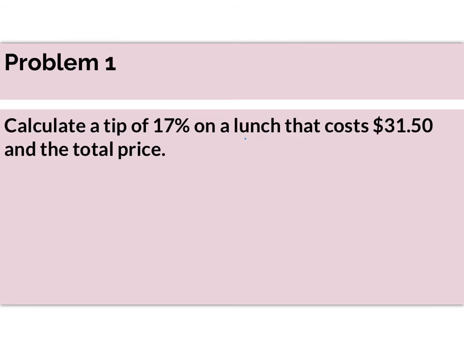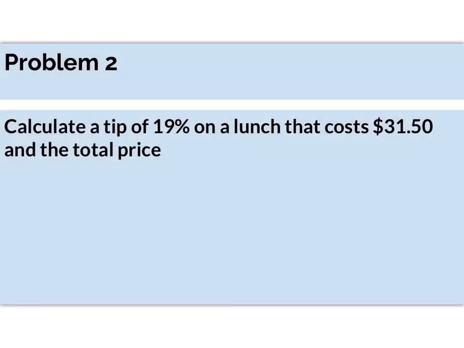Okay, so calculate 17% on the lunch that costs $31.50 at the total price. So basically, this is 100%, and we're adding on 17. So now we're at 117% times 31.50, which gives us 1.17 times 31.50, which is 36.86 once we round it off to the nearest hundredth.